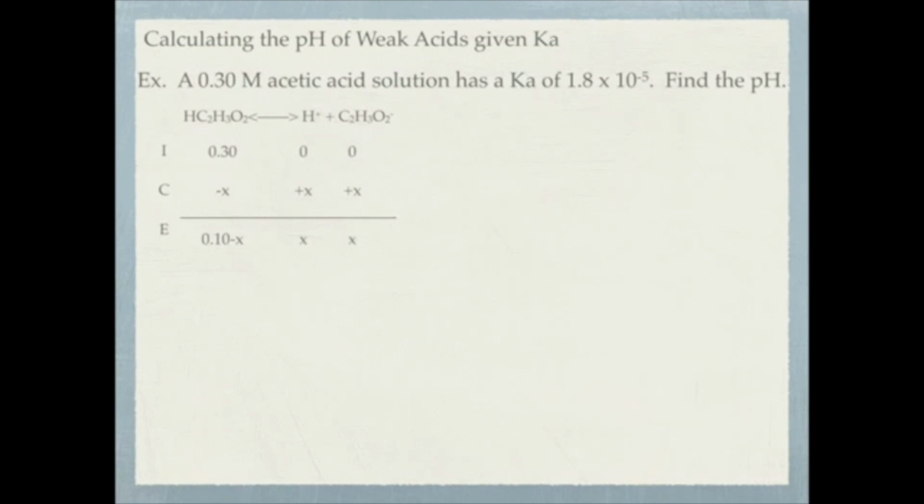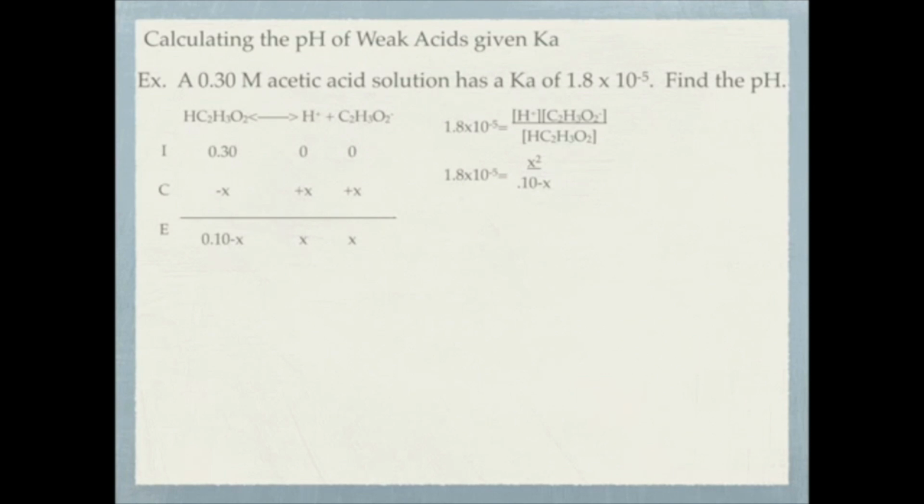Okay. Now what I need to do is I need to write my equilibrium expression. And so I know my Ka here is 1.8 times 10 to the negative fifth, so I'm just going to plug that in. And that's going to equal my concentration of hydrogen ions times my concentration of acetate ions all over my acetic acid concentration. So now I can plug in my variable. So 1.8 times 10 to the negative fifth equals x squared over 0.10 minus x.